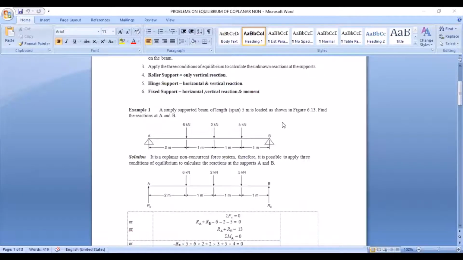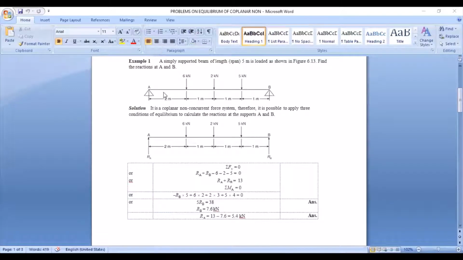So we shall take a simple problem. We can see that there is a simply supported beam of total span 5 meters, which is loaded as shown in the figure. You're supposed to find out the reactions at A and B. Now, the first thing you're supposed to do is draw the free body diagram of the given question.